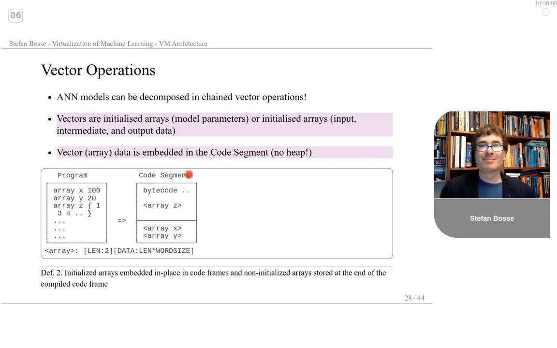There is no heap. That means the program provides all the data and is compiled in place by the compiler in a code segment fragment.